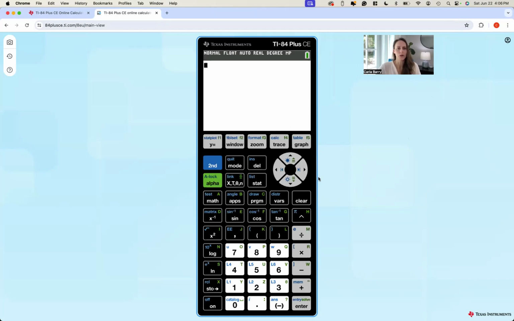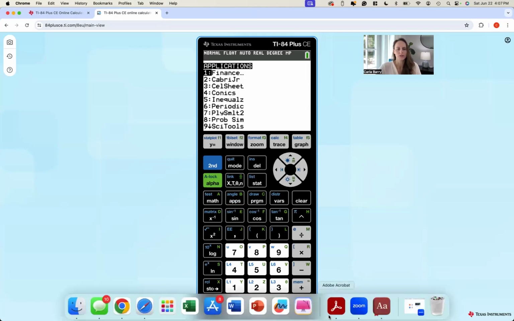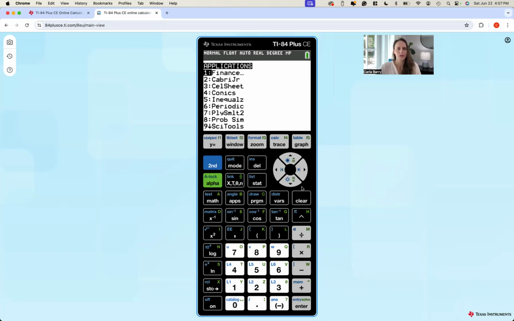So the first place we're going to look in the calculator is the apps. How many of you, by raise of hands, have used your apps? So I see 3 hands, 4 hands. And out of your apps, can you tell me in the chat box which apps you have used prior to today's workshop? I'll look at your answers in a second, but we're going to be looking at Conics, PlySmlt2, and Inequalz for the SAT.